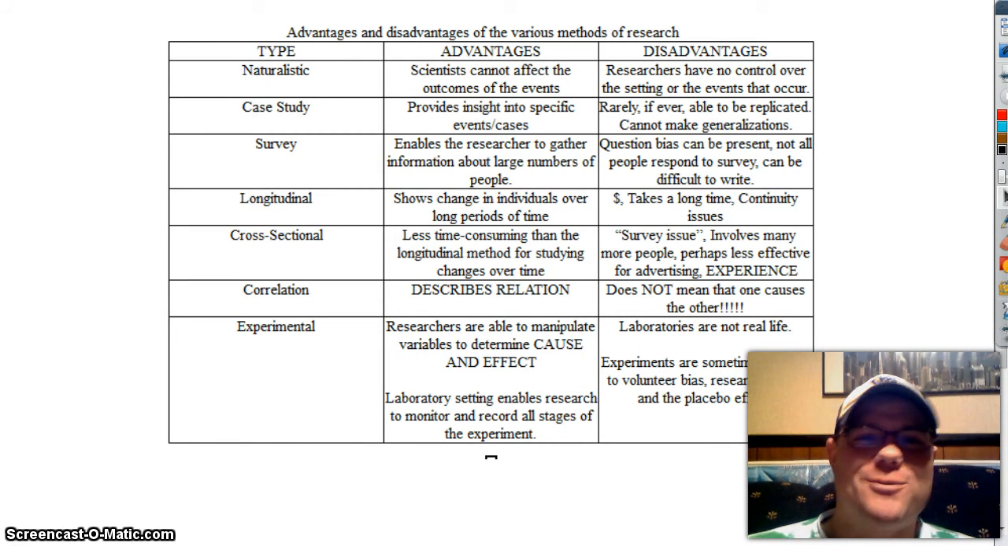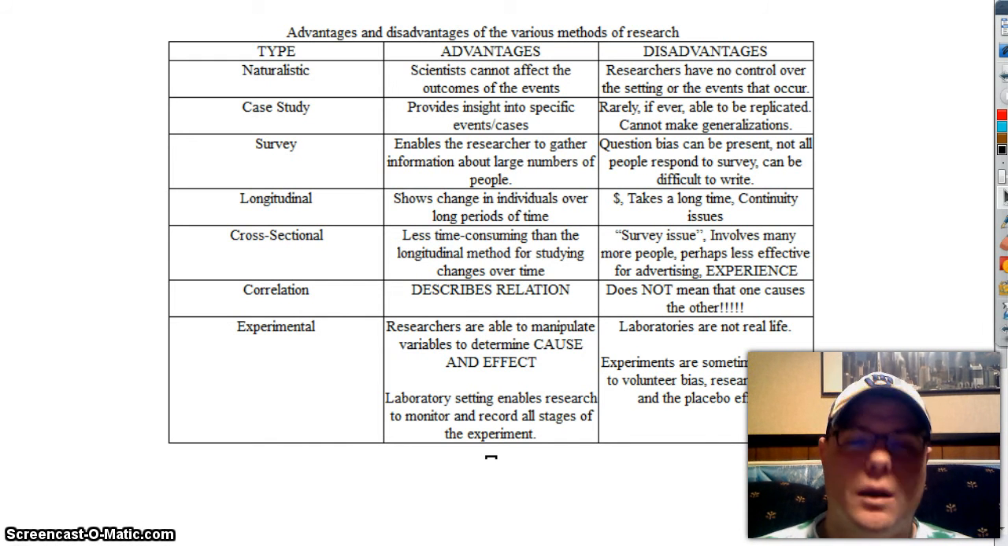The naturalistic observation, that's what it is. It's observation. You sit down, you watch what's taking place. Scientists can't affect whatever's going on. So it's literally just watching and recording what's being watched. It's an observation.